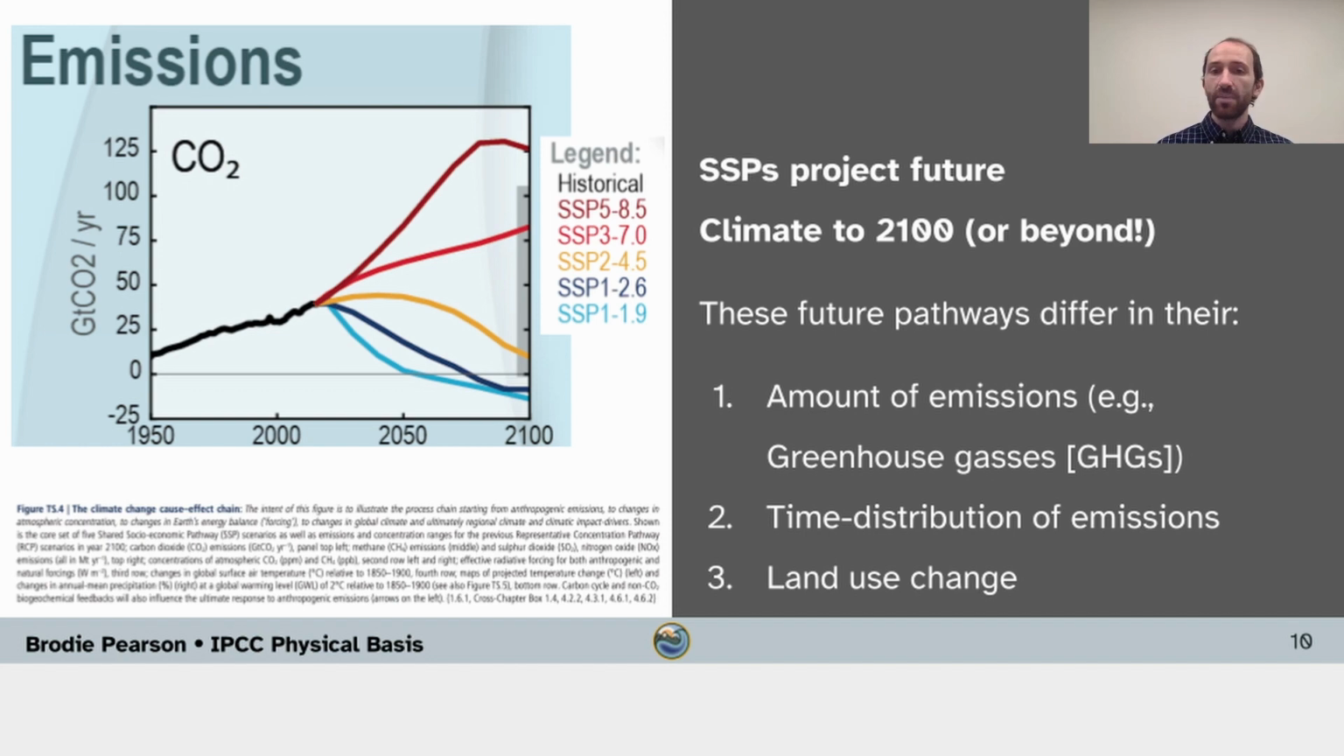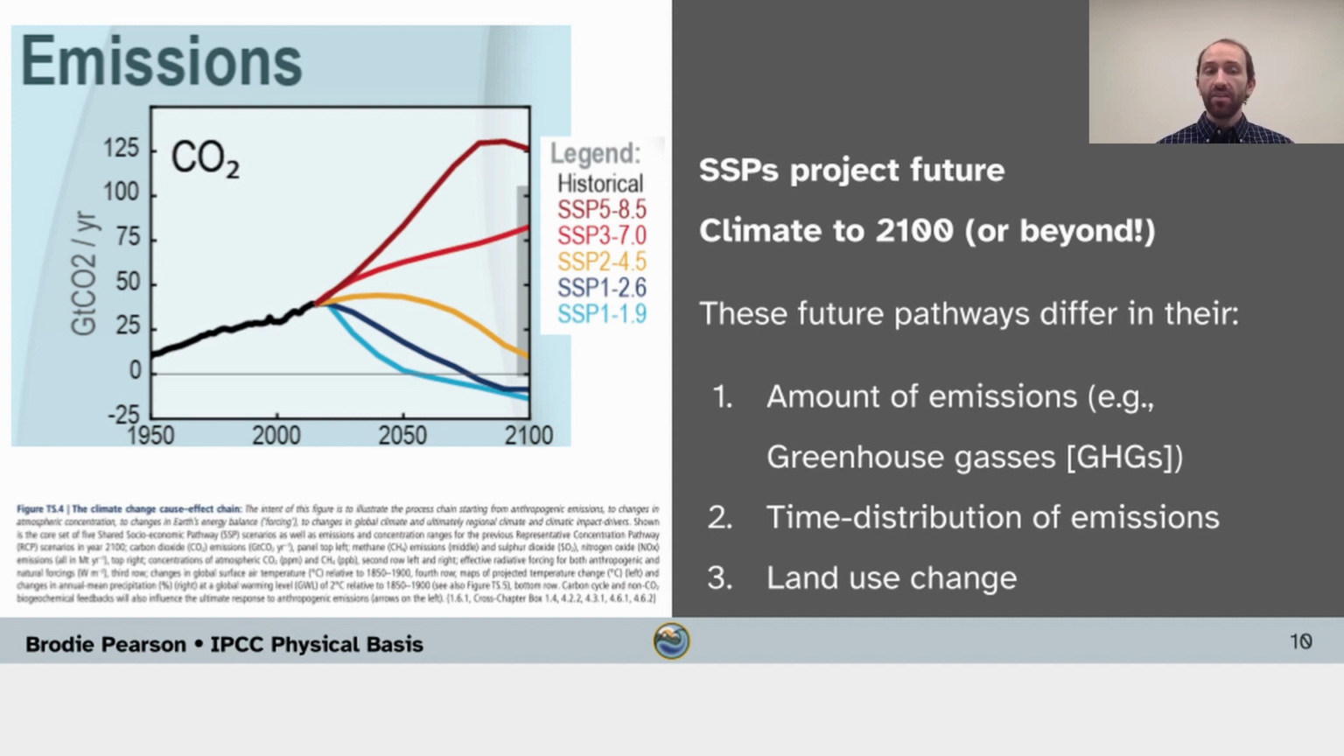Now, these SSPs differ in several ways. They differ in their amount and time distribution of emissions like greenhouse gases and aerosols, and they differ in their land usage. So as an example, I've plotted the emissions of carbon dioxide under 5 of these different SSP scenarios, ranging from a high emission scenario, this dark red line called SSP 5 8.5, to a low emission scenario, the light blue line called SSP 1.9.